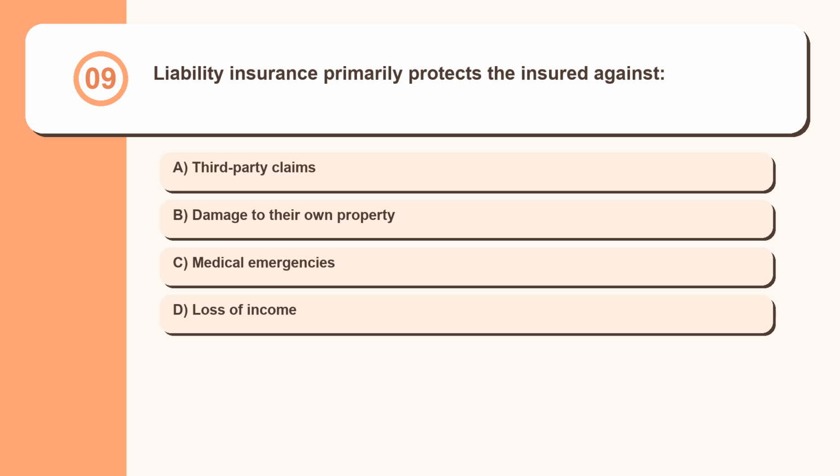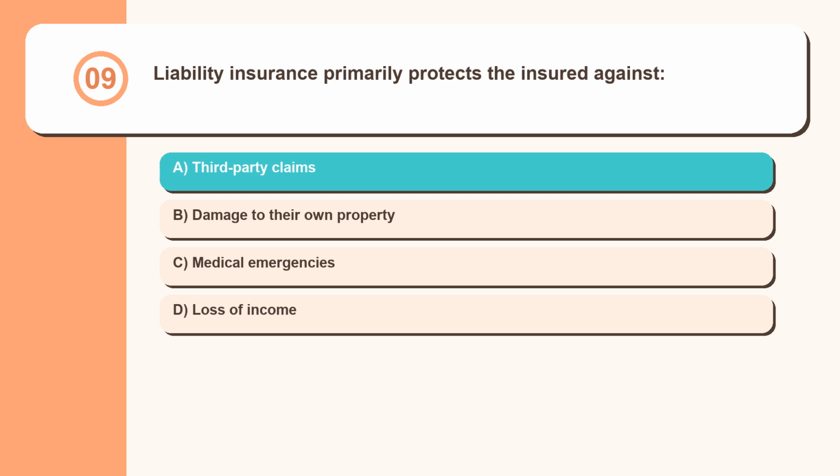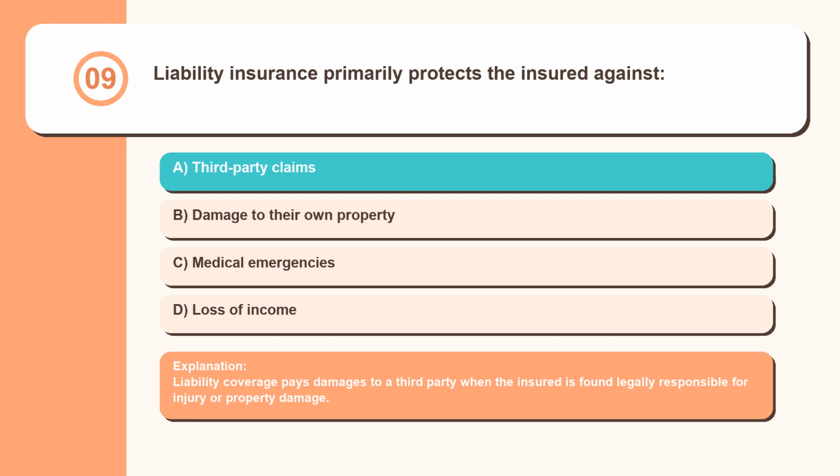Question 9. Liability insurance primarily protects the insured against third-party claims, damage to their own property, medical emergencies, loss of income. Liability coverage pays damages to a third party when the insured is found legally responsible for injury or property damage.